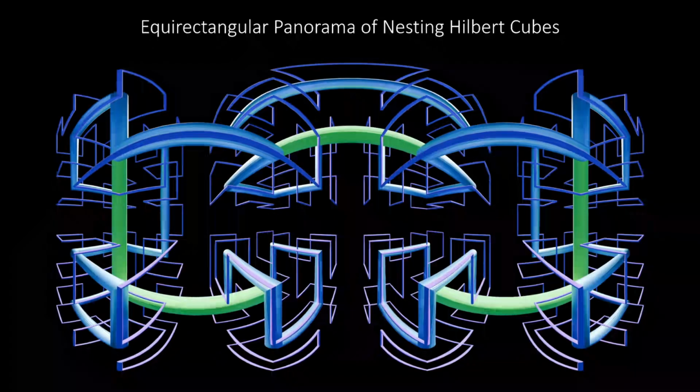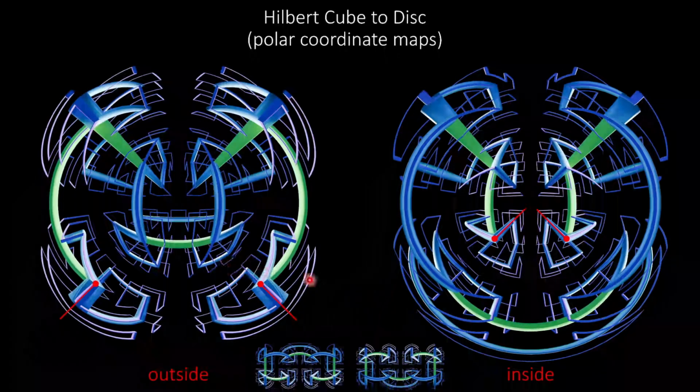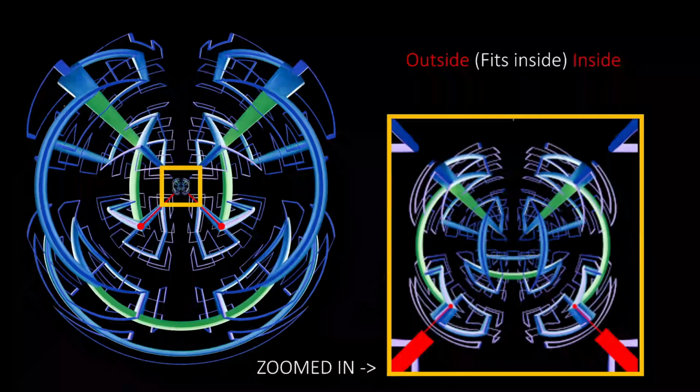Hilbert cube, disks, and bicones. This is an equirectangular panorama of Hilbert cubes nesting inside of each other, orders 1 through 3. There are 2 ways to map a Hilbert cube to a disk, so that the beginning and end face outward, or so that the beginning and end face inward. A Hilbert cube disk, outside facing, fits inside of an inside facing Hilbert cube disk.